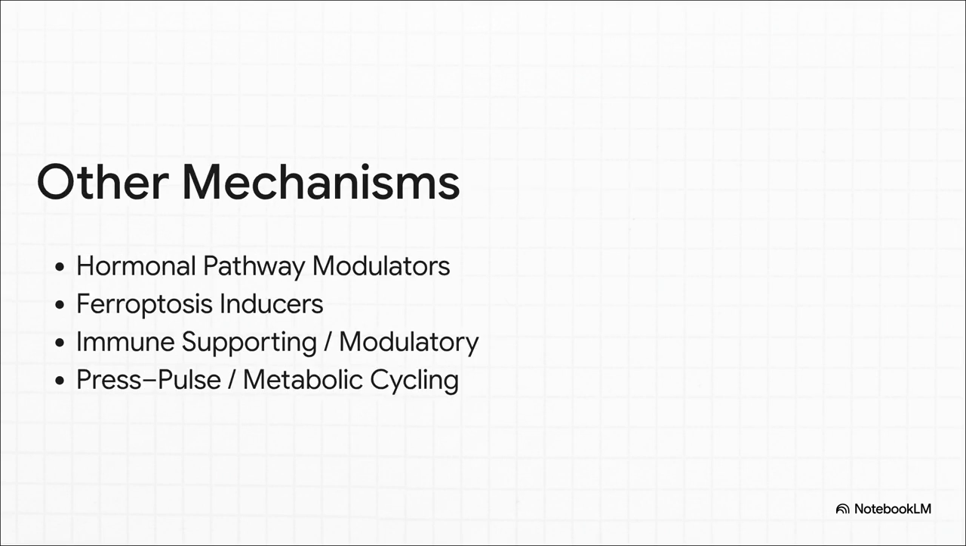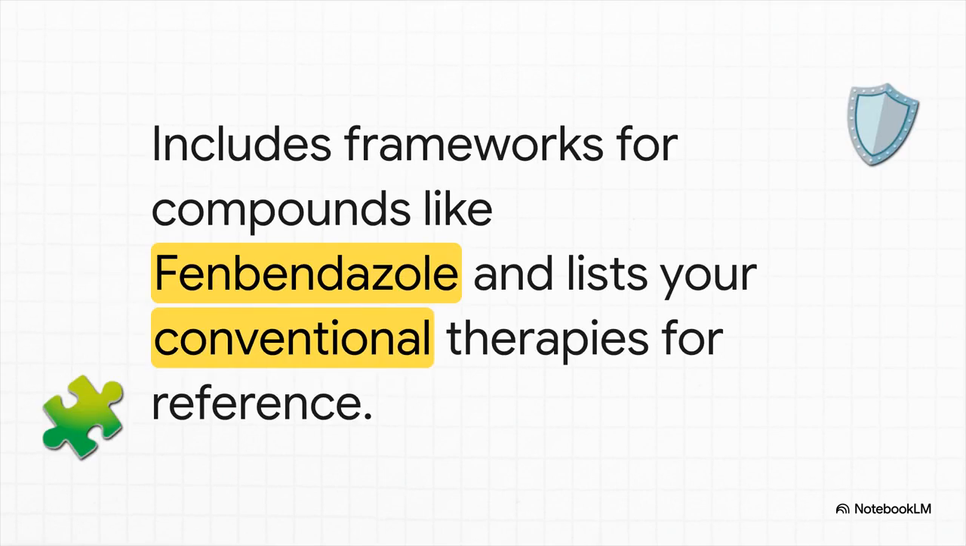The tool also helps you organize research into some other really fascinating mechanisms. You can explore things like immune-supporting compounds, which looks at how certain agents might help your own immune system do a better job of recognizing and fighting cancer cells. It even includes organizational frameworks like PressPulse, which just goes to show you how broad the landscape of preclinical research really is. And to make sure you really have the full picture, the builder also helps organize information on compounds that are widely discussed in patient communities, like fenbendazole. And crucially, it lets you list your conventional therapies, things like chemotherapy or immunotherapy. This is so you and your doctor can see everything in one place, which is absolutely vital for talking about potential interactions and the overall strategy.